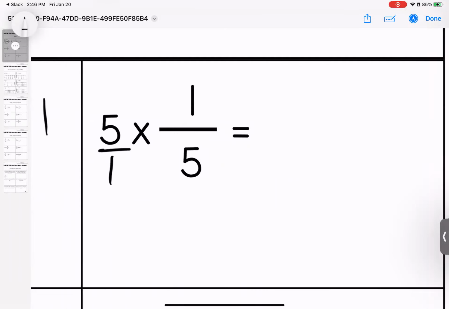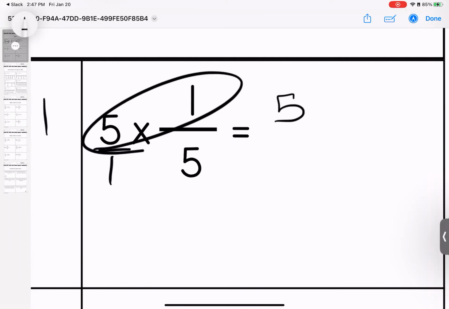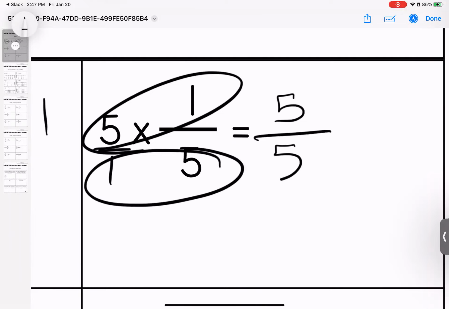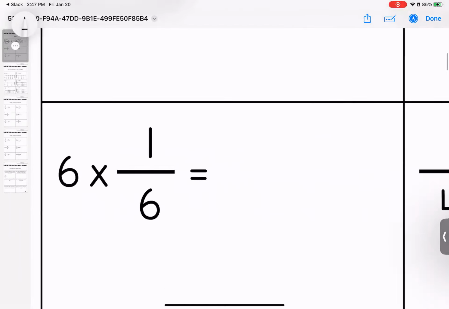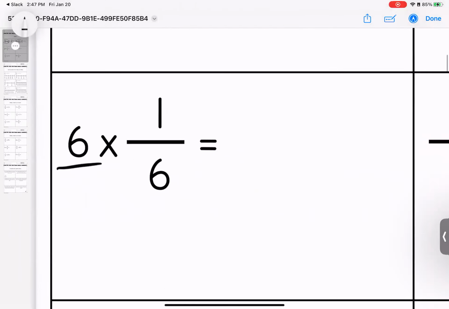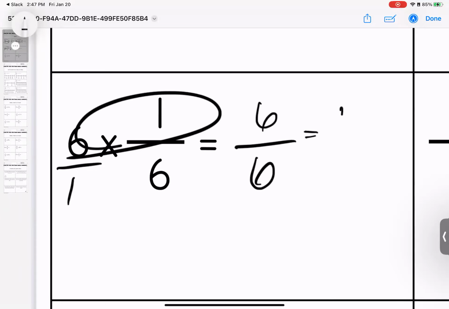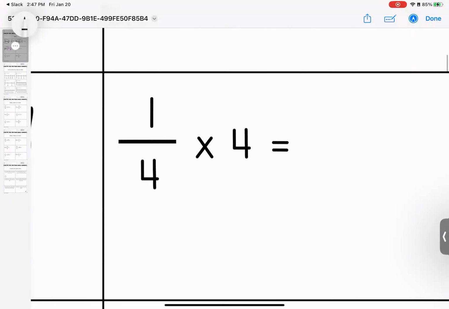If it doesn't have a denominator, give it 1. 1 times 5 is 5. 1 times 5 is 5. This is the same as 1 whole. You're going to see a lot of matching here. 1/6 times 6 over 1. We get 6 over 6, which equals 1 whole.